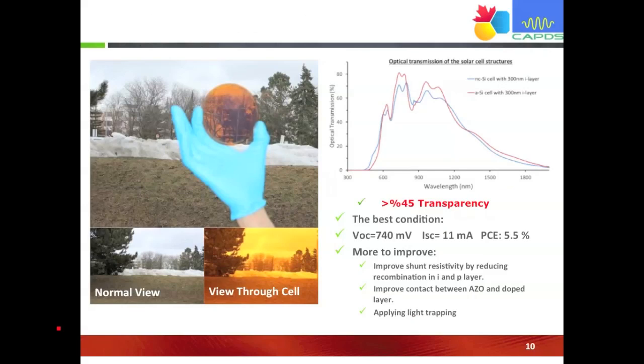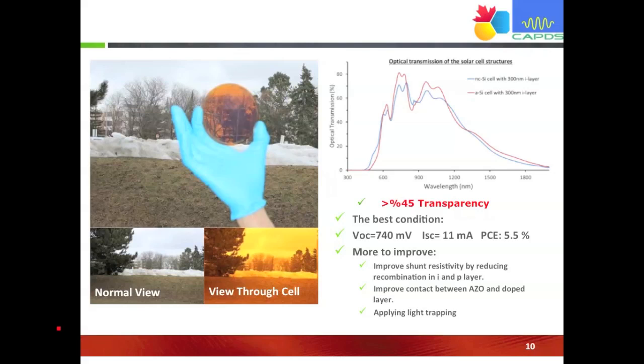Here is the final cell that we have fabricated up to now with above 45% transparency, and the best condition that we reach up to now is the open circuit voltage around 740 millivolts, the short circuit current around 11 milliamps, and the efficiency 5.5.